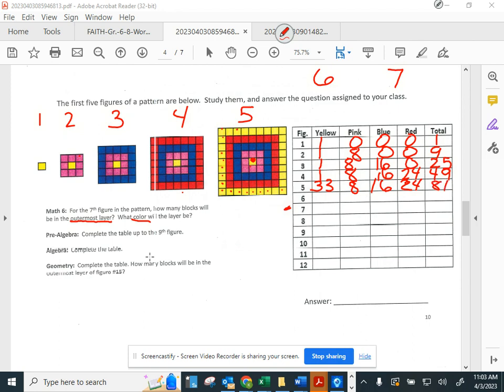So now we need to look for patterns to help us fill in the rest of our chart. The first thing I did when I was making my answer key was I looked to see what color that outer layer is going to be in figure 7. So we've got yellow, pink, blue, red. We know that it goes yellow, pink, blue, red. Yellow, pink, blue. That helps us answer that.